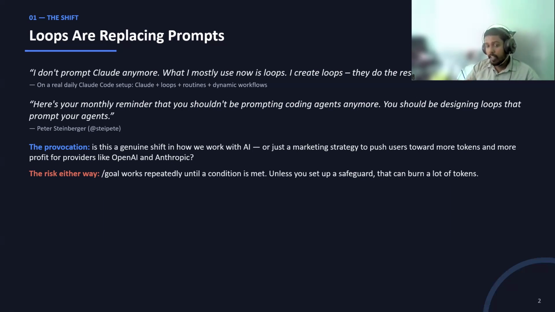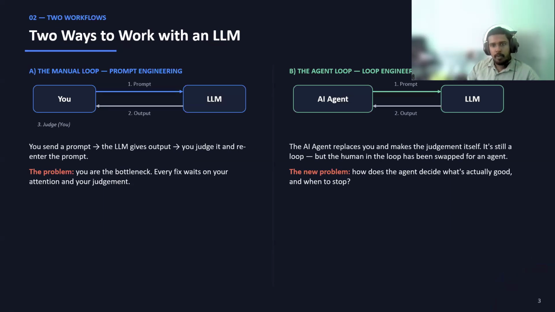So we have to analyze whether AI companies like Anthropic and OpenAI are pushing loops to push users to consume more tokens, which will ultimately increase the profits of those AI companies. So let's see. We have to compare how these loops differ from manual loops.